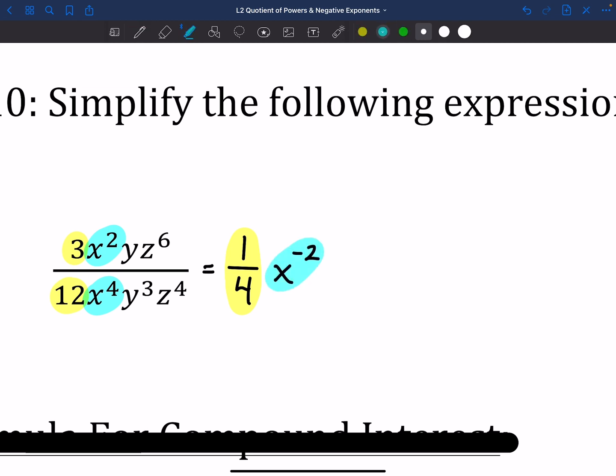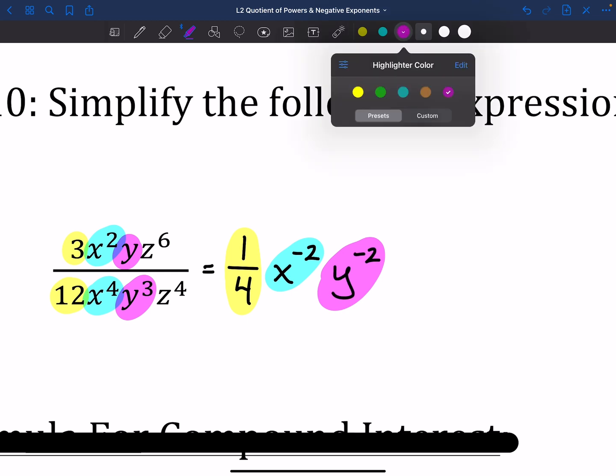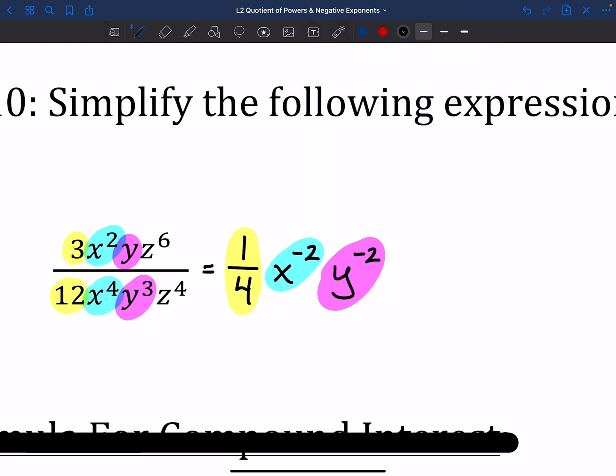Third piece, oops, third color highlighter, please. There we go. We got a y up top and 3 y's on the bottom. So again, if I think about that 1 on the top as y to the 1st, 1 minus 3 with those exponents brings me to negative 2 for that. And then last but not least, we've got z to the 6th on the top, z to the 4th on the bottom. 6 minus 4 is 2, so we can treat that as z squared.